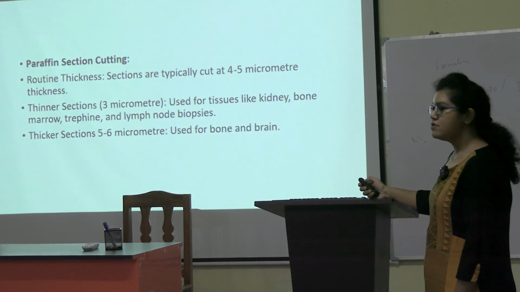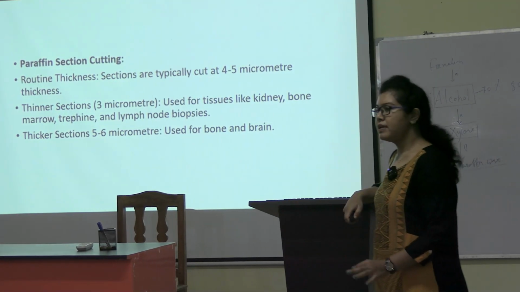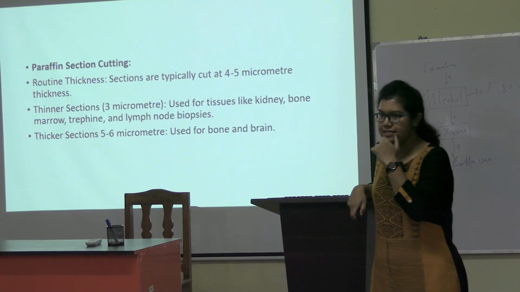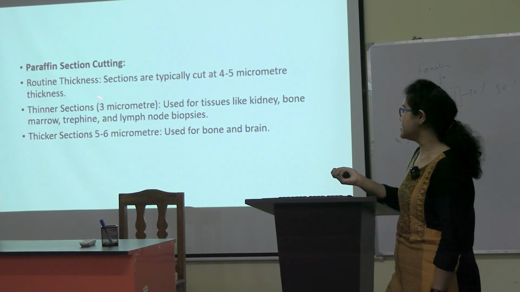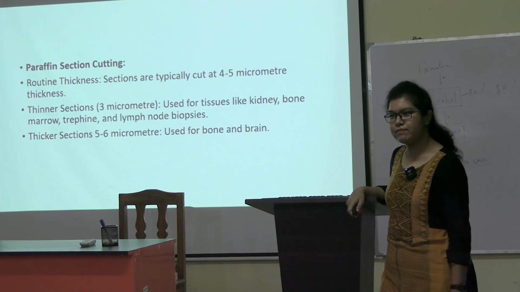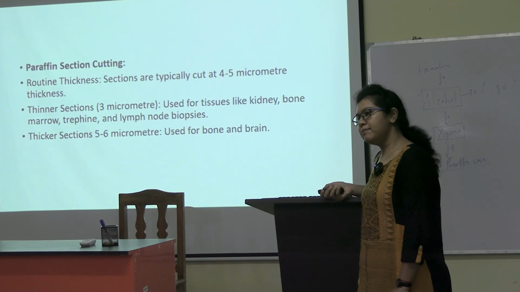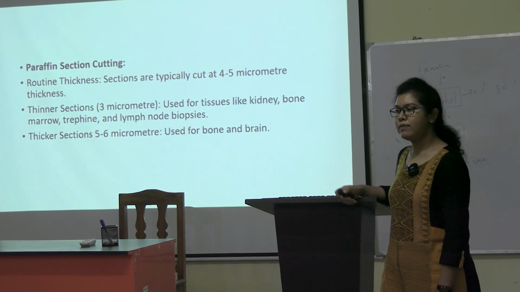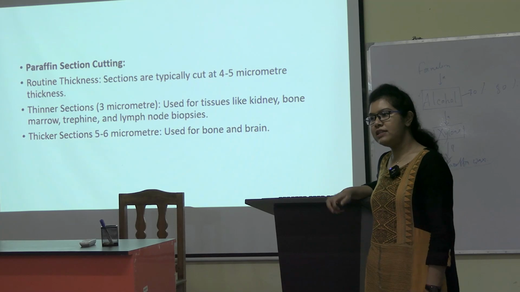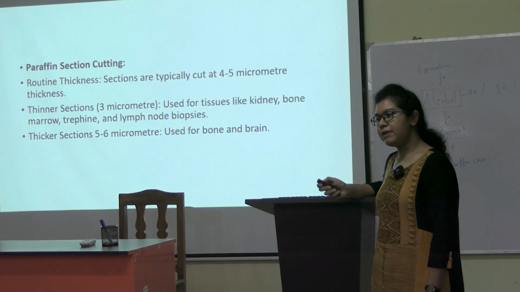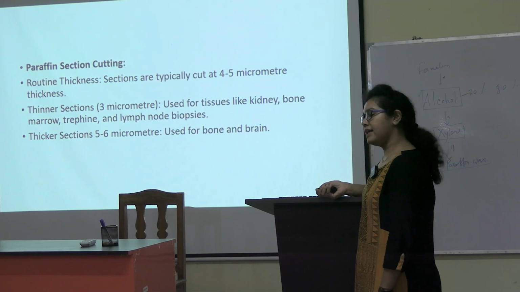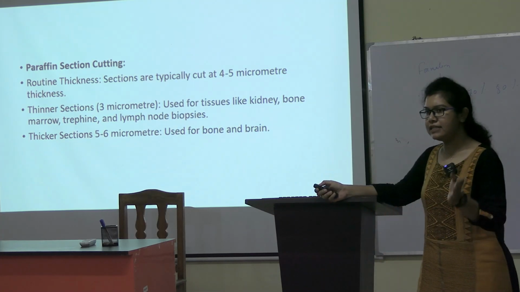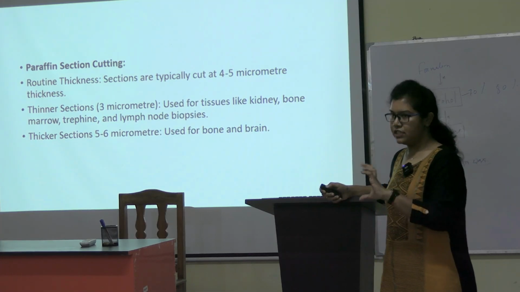Now this thickness also matters a lot. In some cases we need thicker sections, in some cases thinner sections. Usually it will be 4 to 5 micrometer in size, but for kidney biopsy, bone biopsy, trephine, lymph node biopsies, all these biopsies need 3 micrometer thin sections. In some cases we need thicker sections also. It depends basically on the tissue.